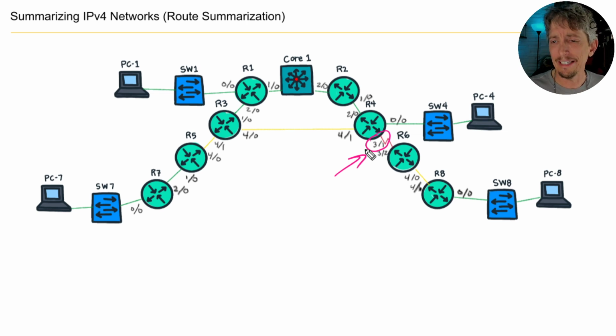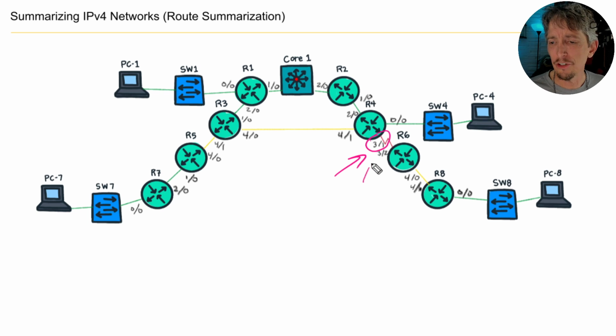EIGRP is distance vector, and it has some characteristics of link state in that it forms adjacencies with its neighbors and it cares about its neighbors, but there's no link state database that's replicated across the whole area. Basically, EIGRP speakers believe what their directly connected neighbors have said, and they're going based on that.